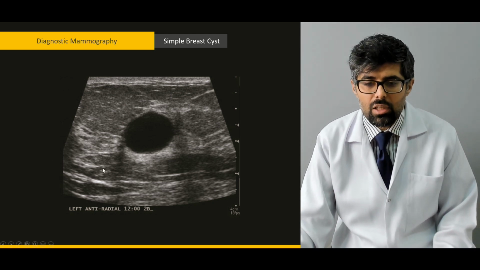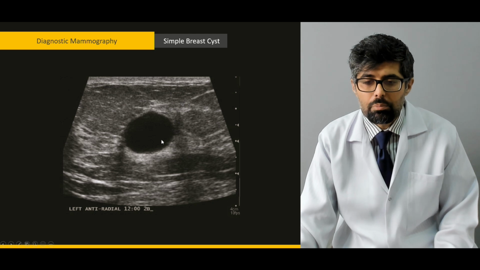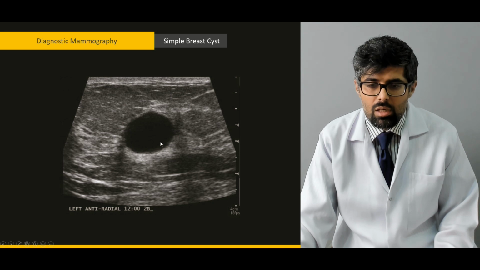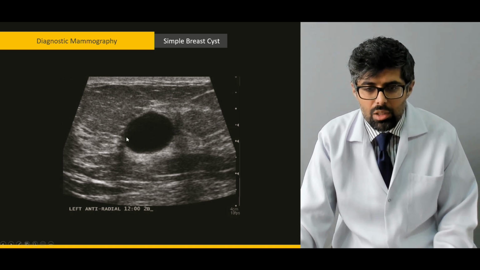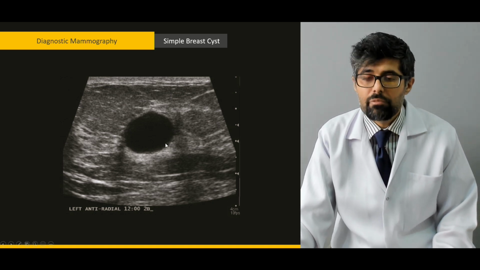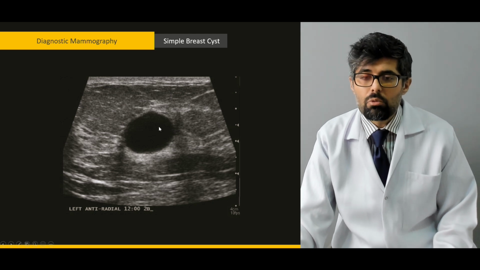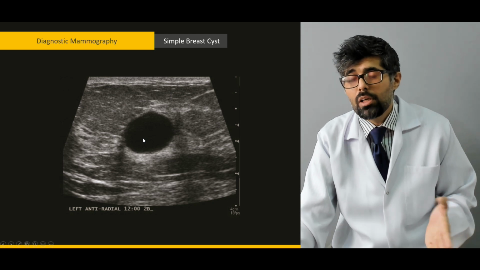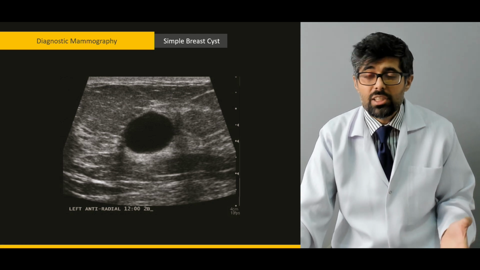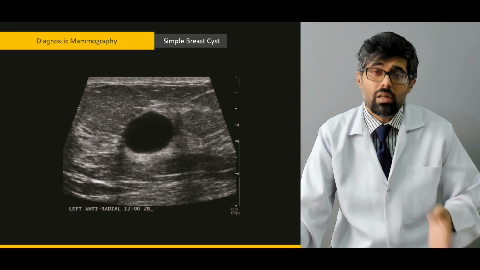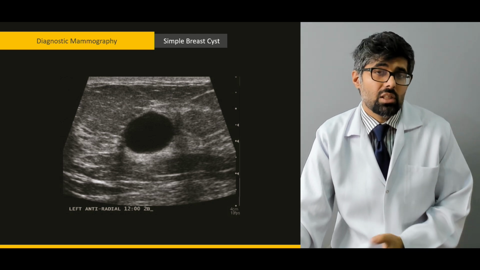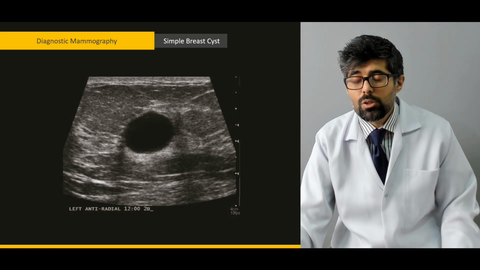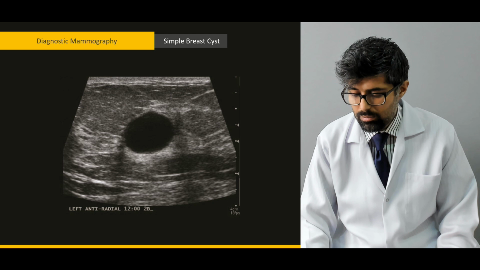So this is an ultrasound image of a simple breast cyst. As you can see here, this is the hypoechoic area. The margins are clear, circumferential, and perfectly round. As I said, for diagnostic mammography, we not only use the X-rays, we use both the MRI, ultrasound, contrasts, and PET. In this instance, for diagnosis purposes, we are using the ultrasound.